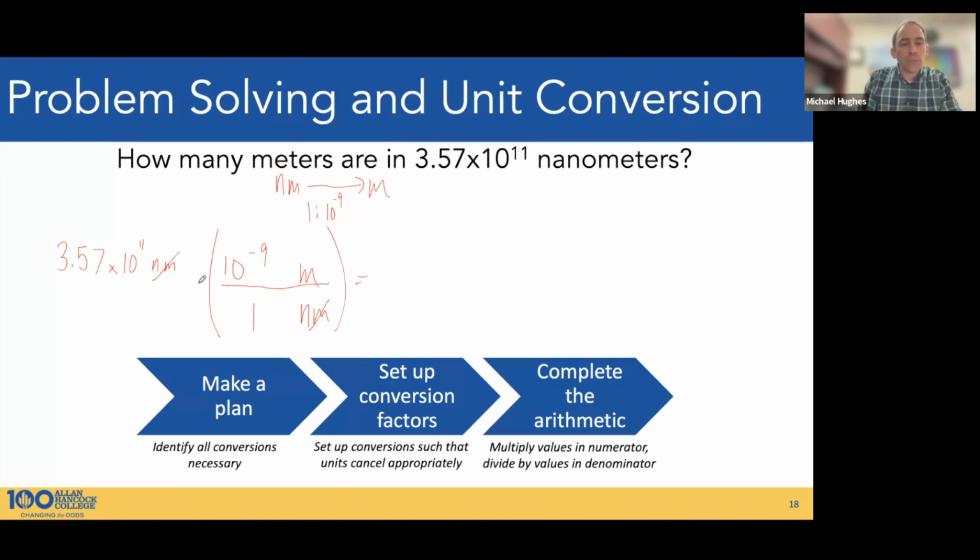So when we multiply this, we get 3.57 times 10 to the 11th times 10 to the negative 9 meters per 1 nanometer, we get 357 meters.